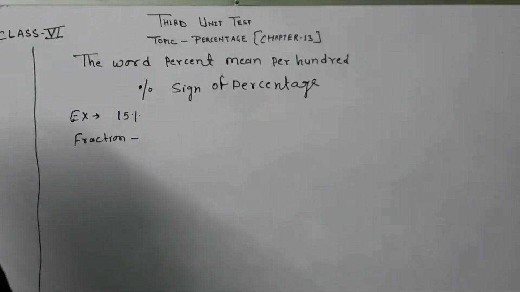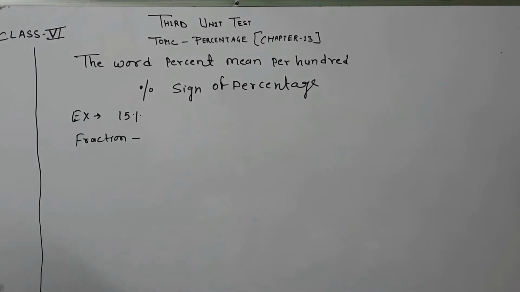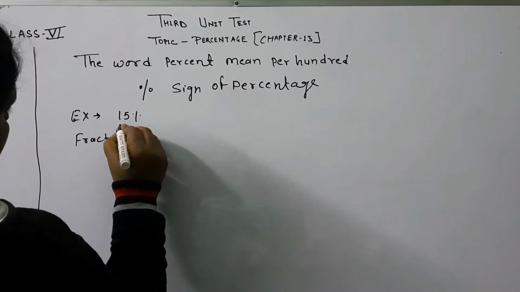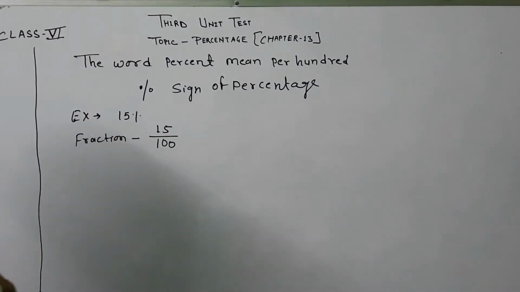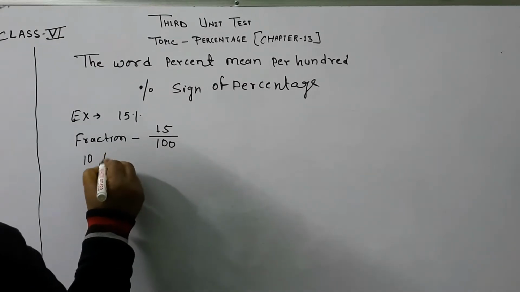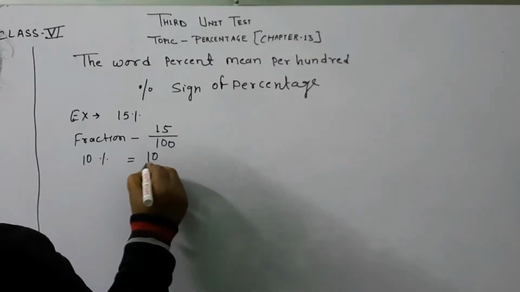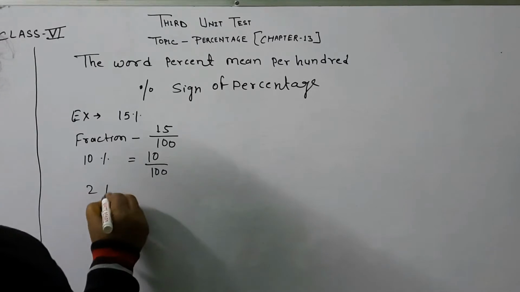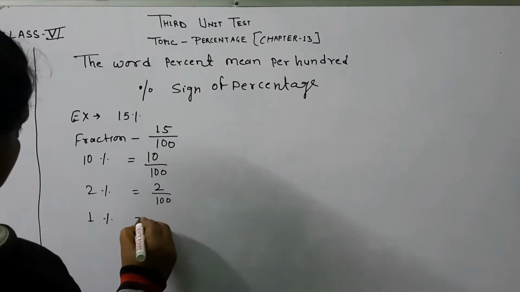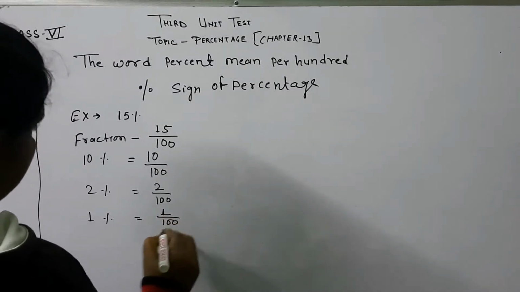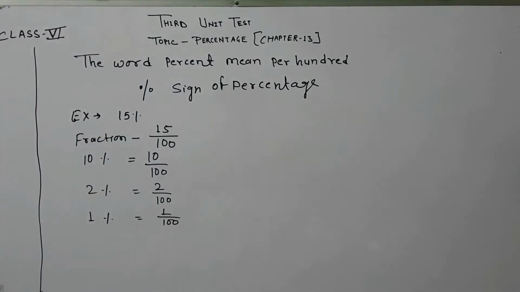What I told, percentage is a fraction that always has 100 as a denominator. 15%, that is 15 divided by 100. 10%, that is 10 divided by 100. 2%, that is 2 divided by 100. 1%, that means 1 divided by 100. So, we notice here, percent is a fraction that always has 100 as denominator.